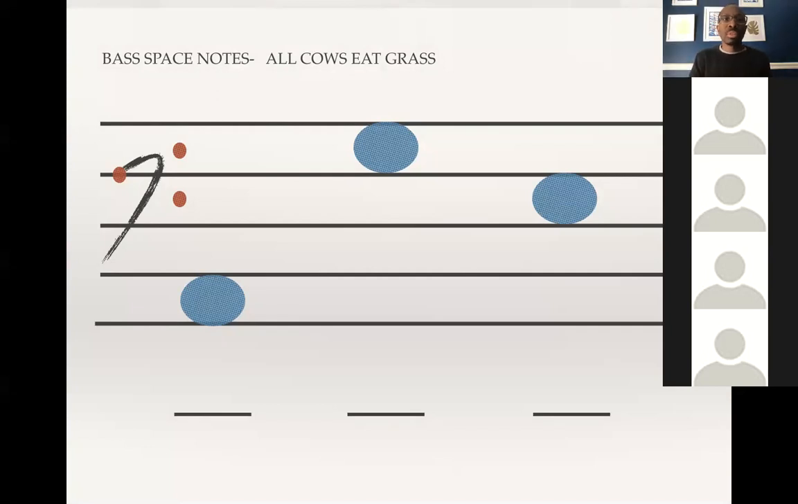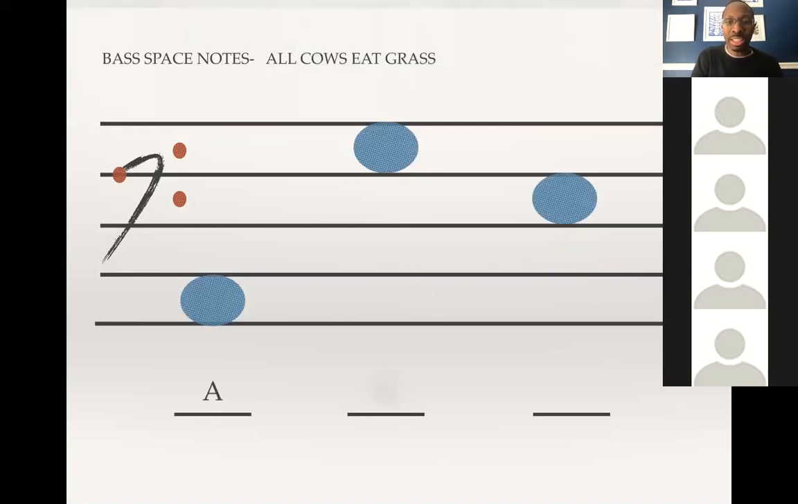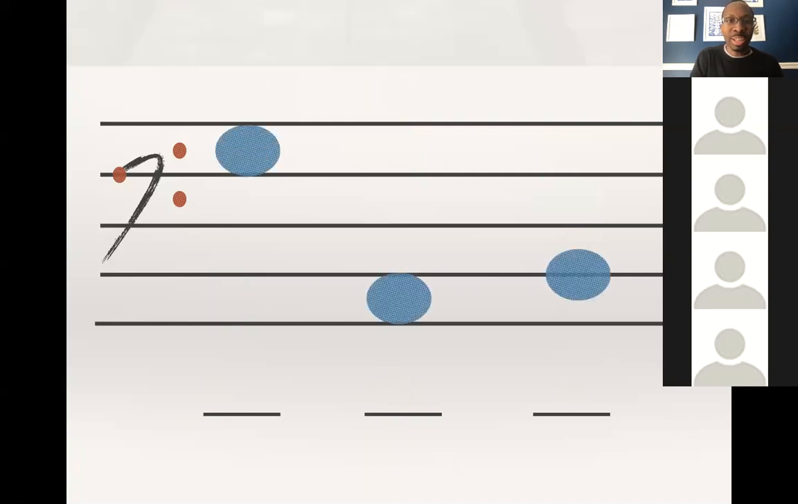All right. So bass notes, using that all cows eat grass theology. The first one, the bottom space, is going to be A. Next, G is going to be at the top, that top space. And can anybody tell me what the last note is going to be? That one's going to be the E. Uh-oh, kind of went too fast there. A, G, and E. That one just flies by, doesn't it?